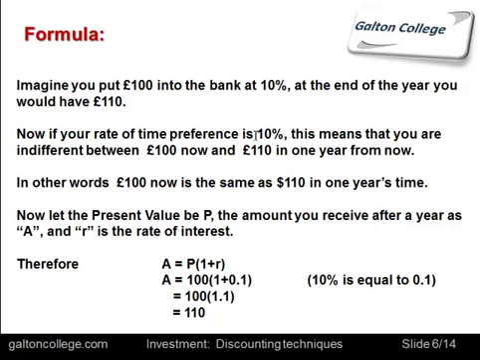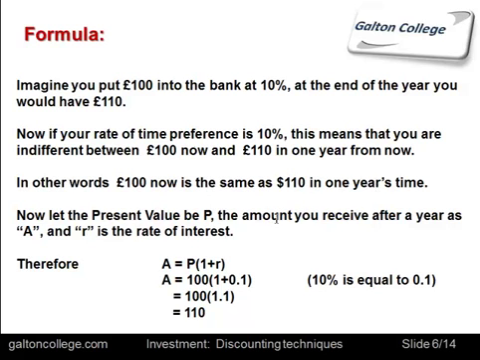Either of them would be good for you, because £110 in the future to you, given your time preference, will be exactly the same as £100 now. You've been compensated for waiting. In other words, the £100 now is the same as £110 in a year's time.